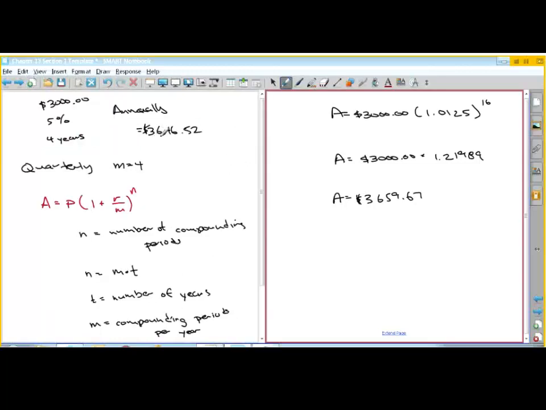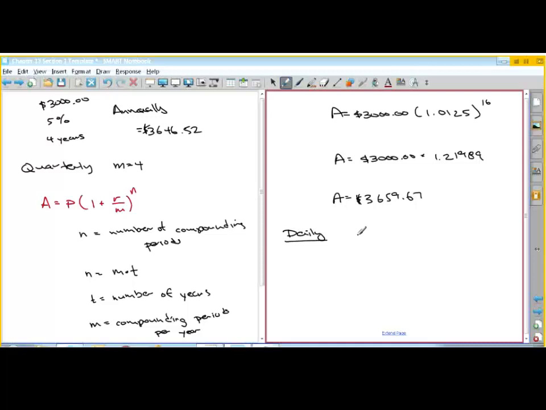So let's compare that with when we do compounding annually, you get $3,646.52. So you're making about $13 more in 4 years by compounding it quarterly. So we're making progress here. But every time you compound more frequently, the return or the benefit kind of diminishes. So the final one is daily.